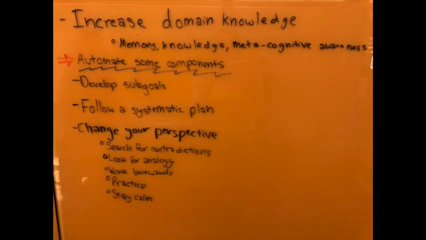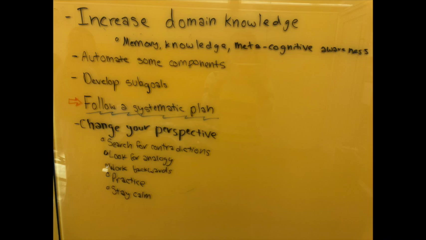Another good way to improve your problem-solving abilities is to automate some components and develop sub-goals. By breaking your big problems into smaller pieces, we can both reduce anxiety as well as make the workload more manageable. Automating components can also reduce the amount of steps it takes to solve your problem. Following a systematic plan is another good way to get better at problem solving. By creating and sticking to a plan, you can track your goals and sub-goals as well as keep your solutions and information organized along the way.